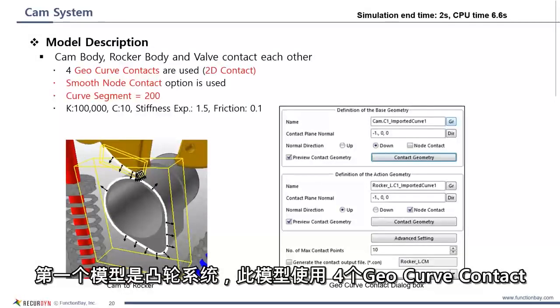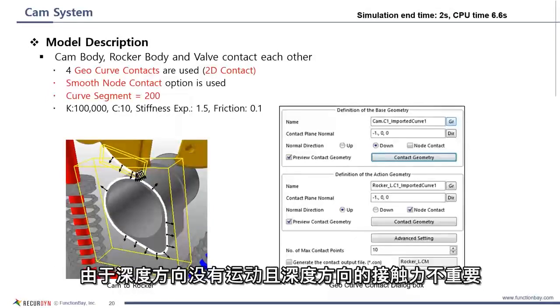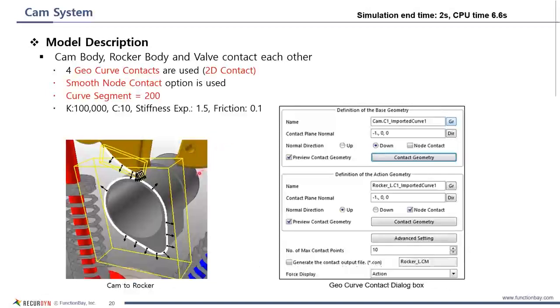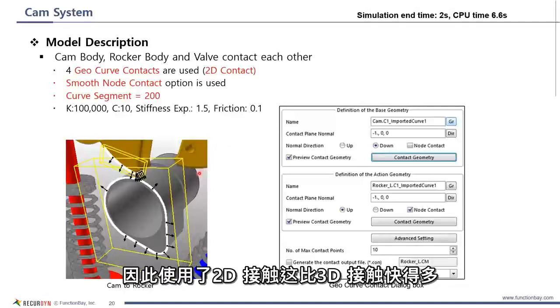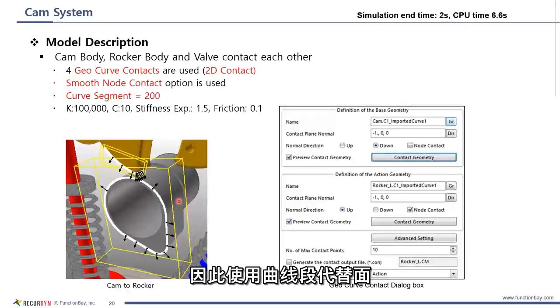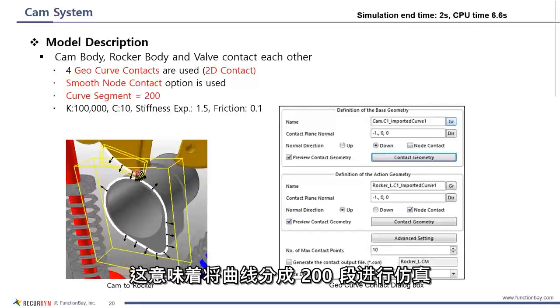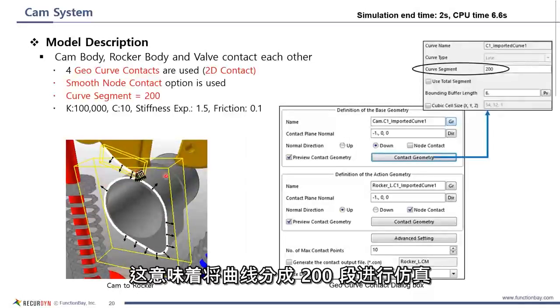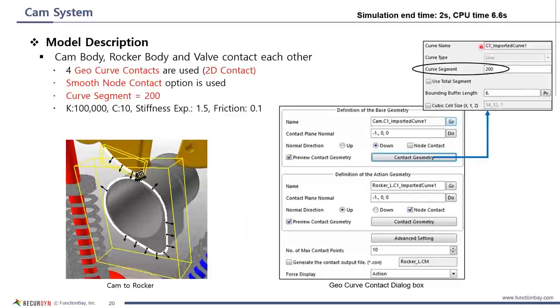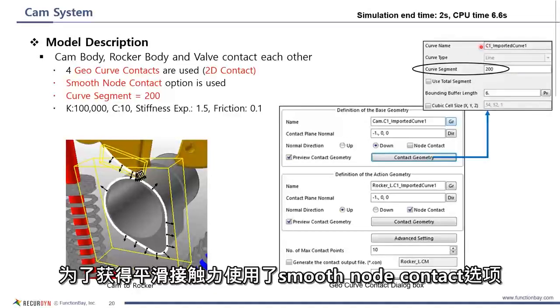This model uses 4 geo curve contact. Since there is no motion in the depth direction, and the contact force in the depth direction is not important, a 2D contact was used that is much faster than 3D contact. So, a curve segment is used instead of facet. The curve is divided into 200 segments for simulation. To get the smooth contact force, the smooth node contact option was used.